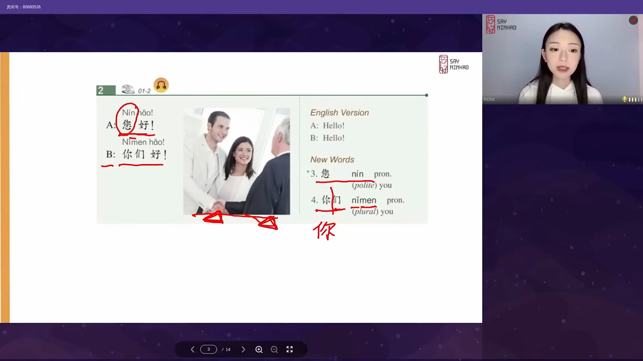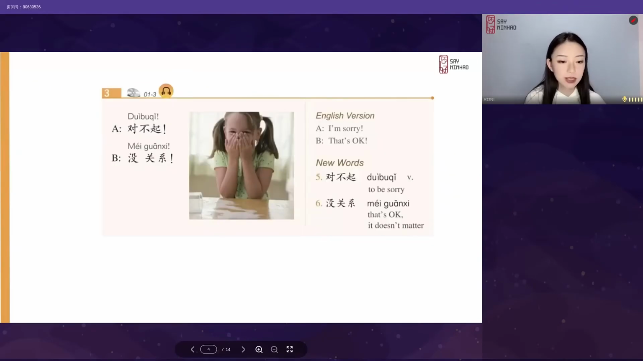Okay? And B answered 你们好. Because this old man is facing 2 people, more than one person. That's why he used the plural form of 你. He used 你们. Okay, this is 你们好. Hello to you too. Now let's try to read it from the start. Read after me, okay? 3, 2, 1. 您好. 你们好. Very good. Now let's move on to next text.